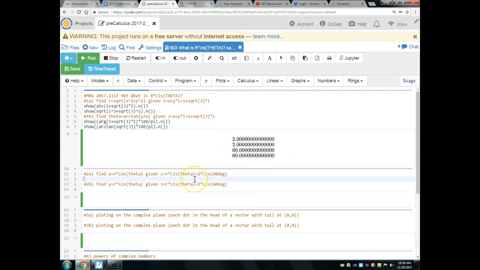Okay, now, let's go backwards. What if you got 2 cis 60? There you go. So you have that vector, right? Can it convert back to x's and y's? And we figured out that x's are r cosine theta, right? So let's do that. Show r, which is 2, times the cosine of theta, which is 60. I'm given 60 degrees, right?